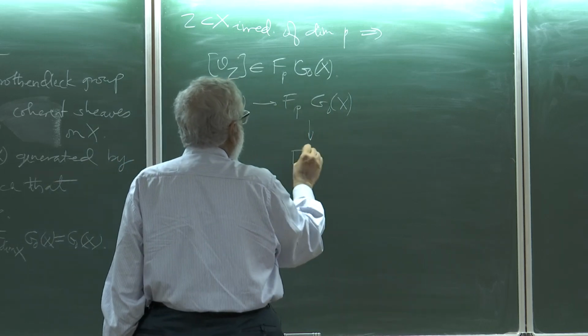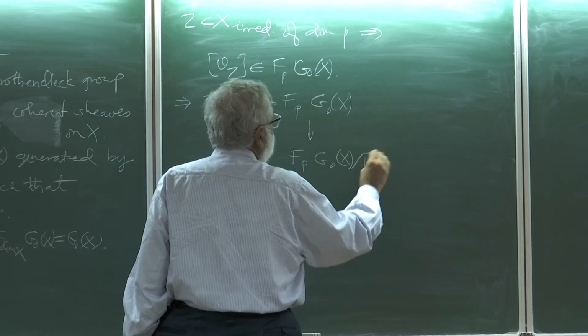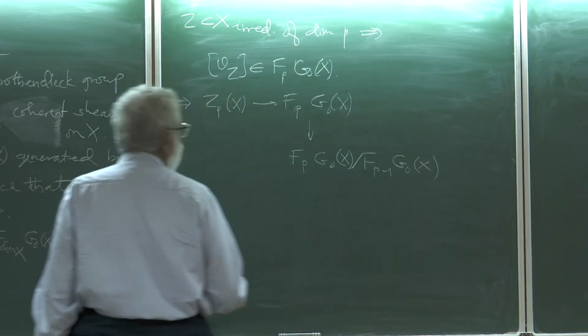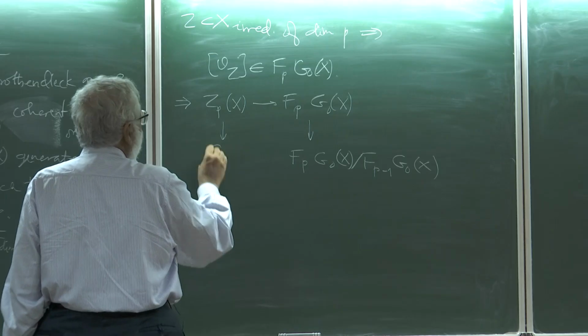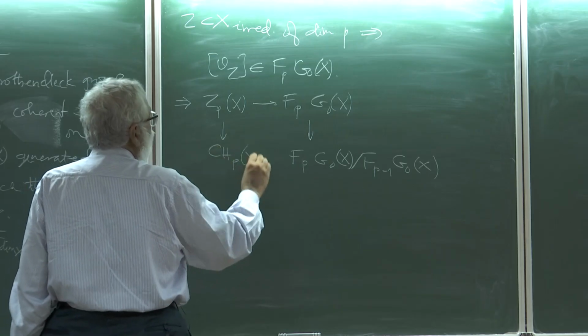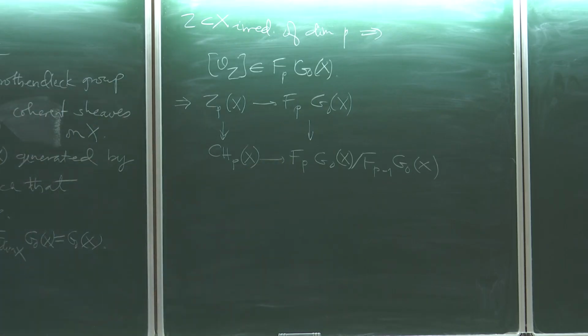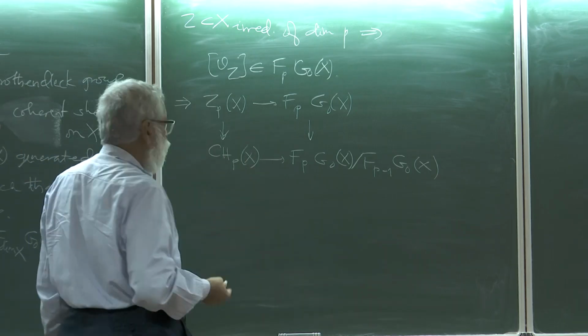Now let me pass to the quotient. And once I write it like this, you can guess what's coming next. I claim there's actually a factorization like this. So there is a map from Chow_p to the graded. Let me try to hand wave through a justification for this, or maybe it's not so hand wave. Let's see.